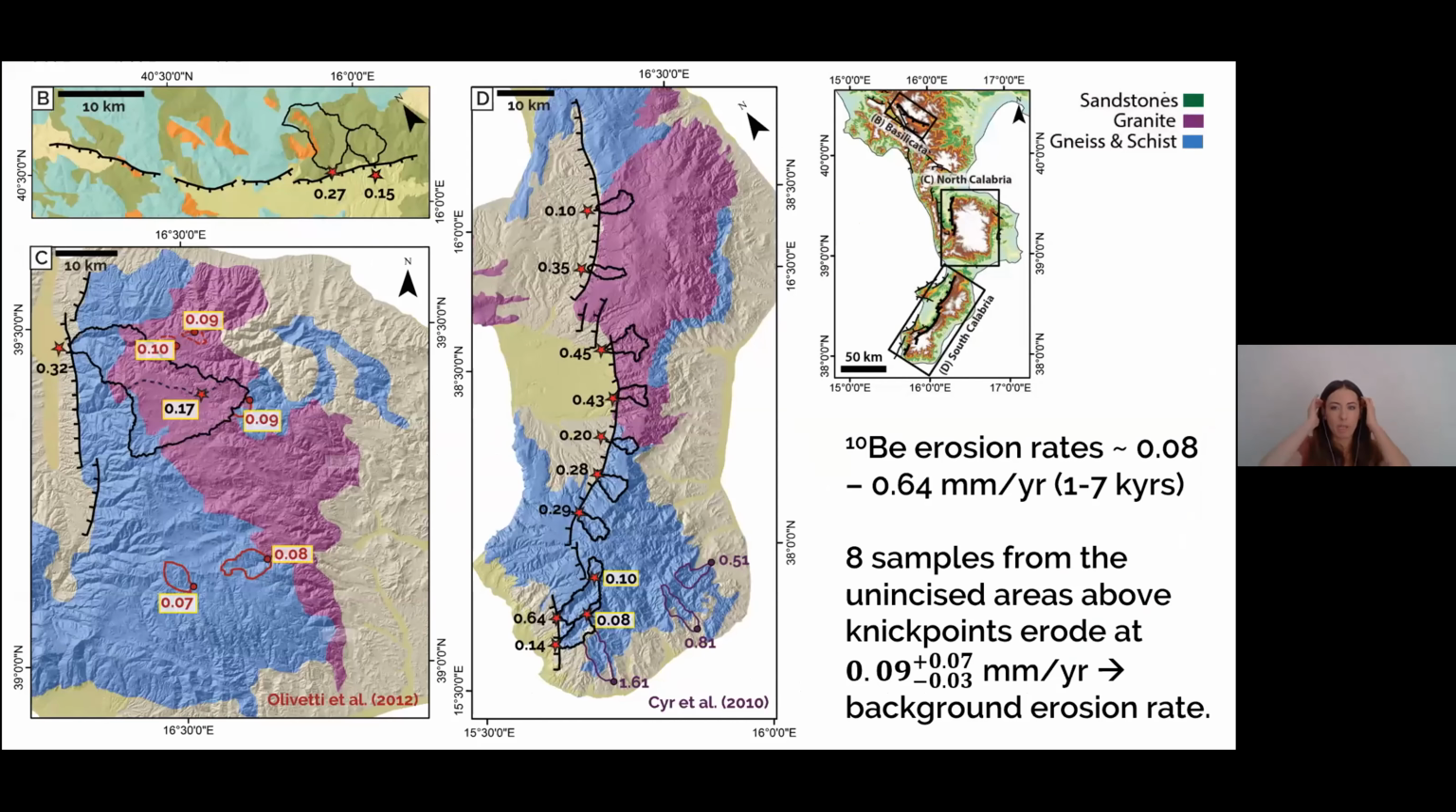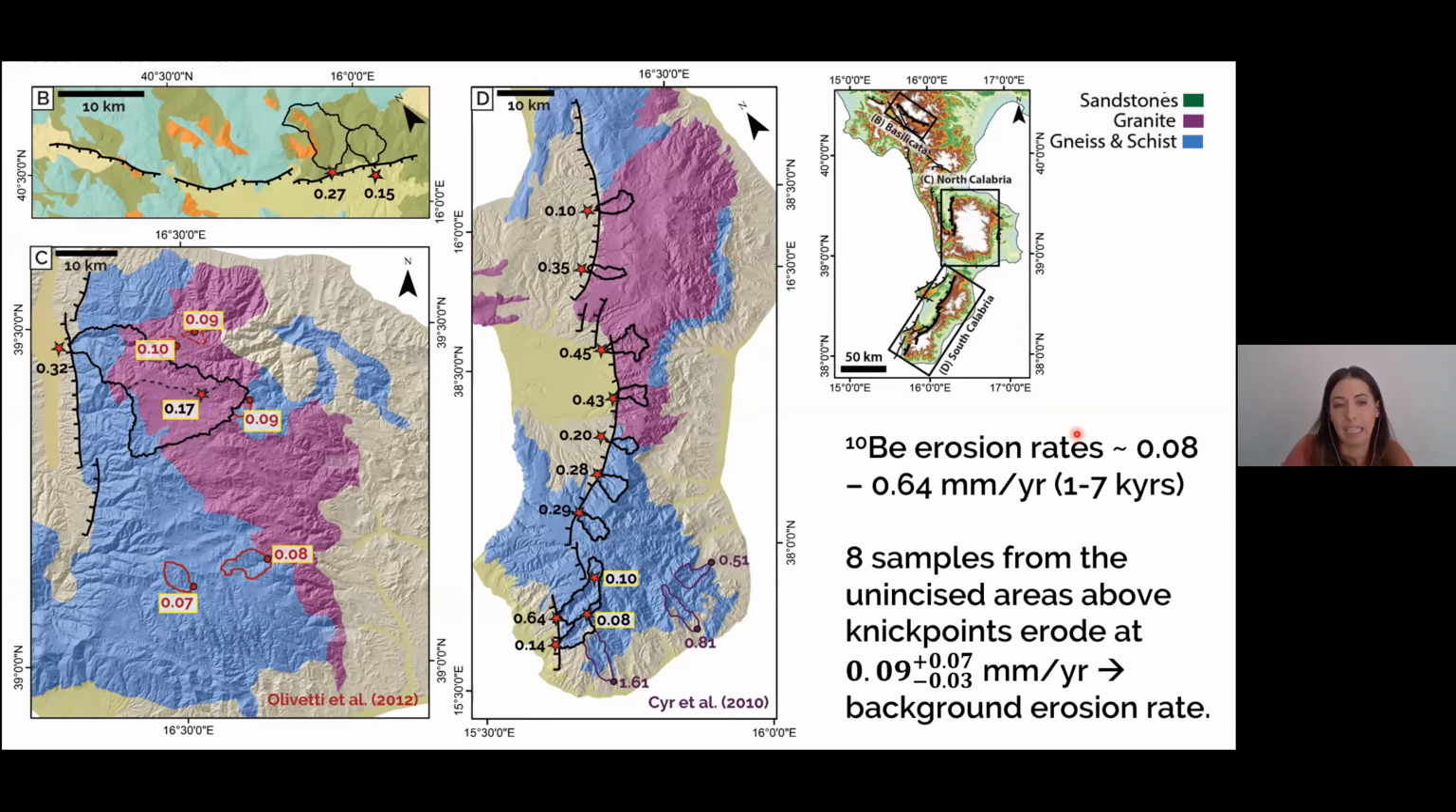So measuring the beryllium-10 concentrations, I obtained catchment average erosion rates of between 0.08 to 0.64 millimeters a year. Here I'm showing you the same catchments as I showed you earlier, but this time plotted in their position along strike where they are in the different faults. And this erosion represents integrated erosion over 1 to 7,000 years.